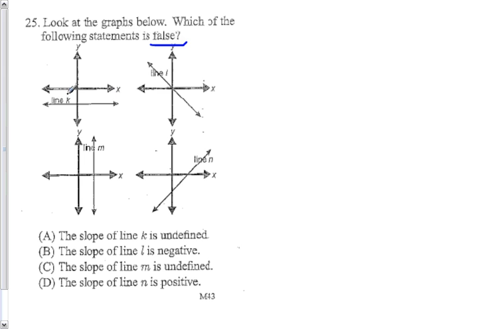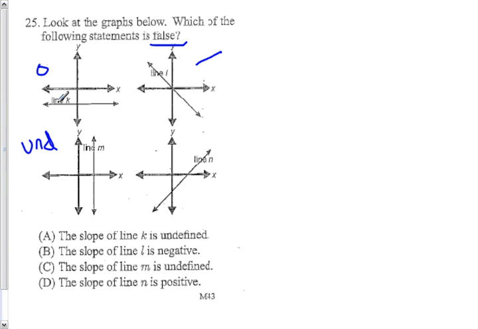Line K is a horizontal line. The slope of that line is going to be 0. Line L is a line that falls from left to right on the graph. That is a negative slope line. Line M is a line that is vertical, straight up and down. That slope is undefined. And I think of it in this way.